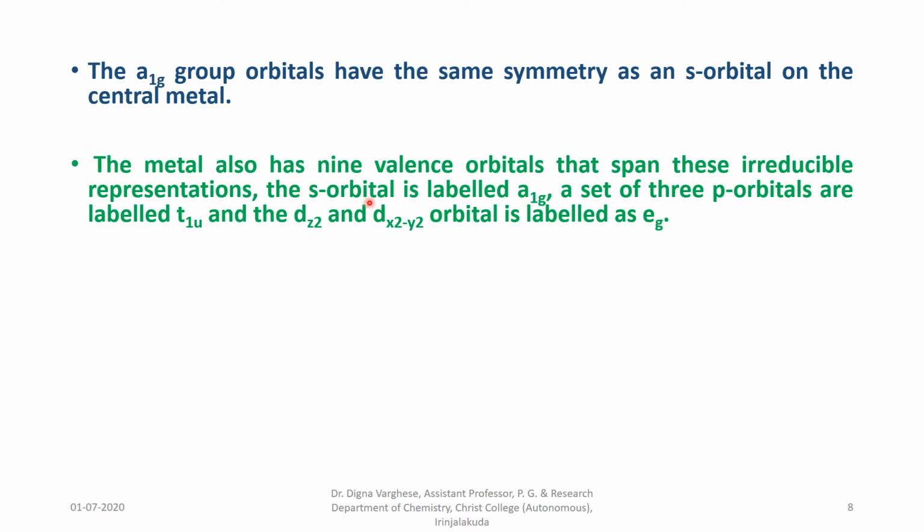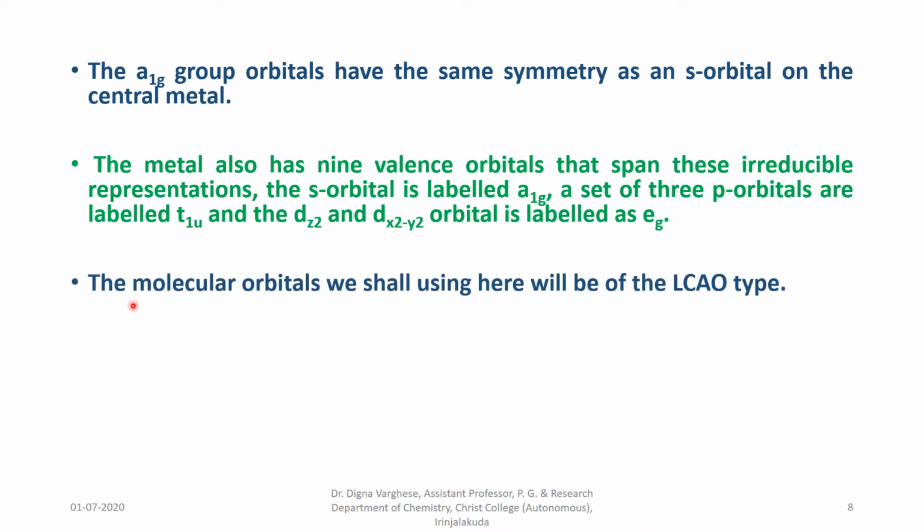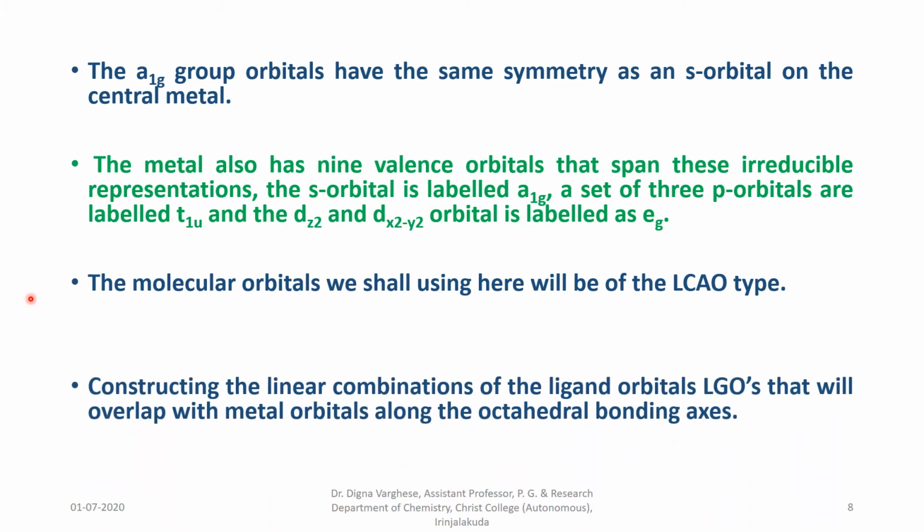The s orbital is labeled as A1g, a set of 3 p orbitals are labeled T1u, and the dz square and dx square minus y square orbitals are labeled as Eg. The molecular orbitals we shall use here will be of the LCAO type, that is linear combination of atomic orbitals. Constructing the linear combinations of the ligand orbitals, that is ligand group orbitals, that we have already seen as SALC, will overlap with the metal orbitals along the octahedral bonding axis.